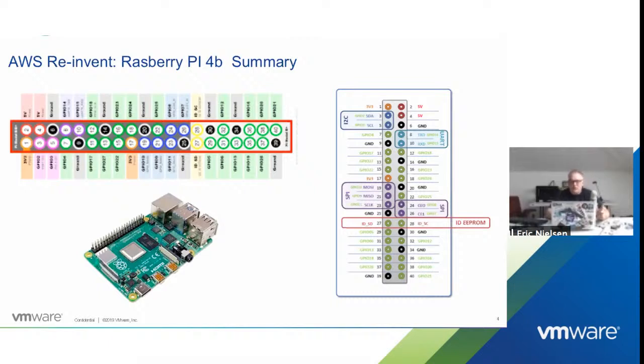Then we have UART, which is a chip-to-chip protocol that people use to send data from one chip to another chip. So if you were gluing chips onto this or wiring chips on, and those chips had UART lines, you could use those UART pins, pin 8 and 10, to actually talk to other chips.